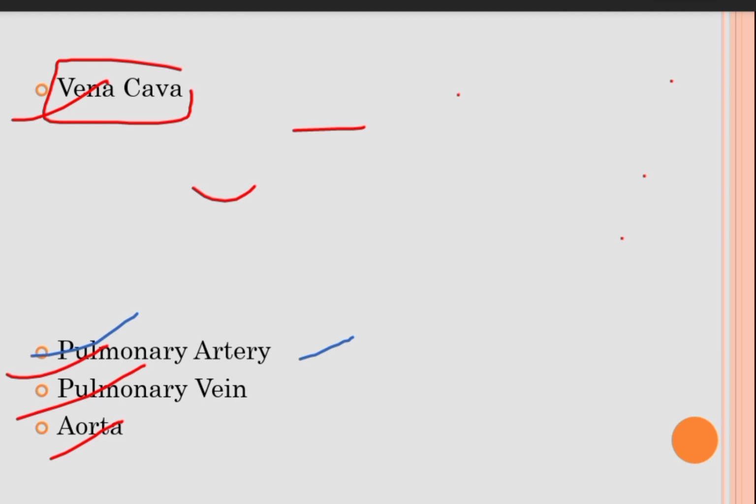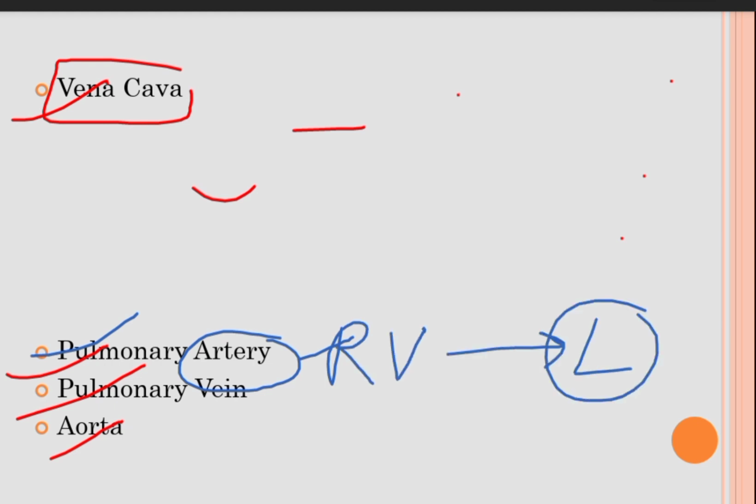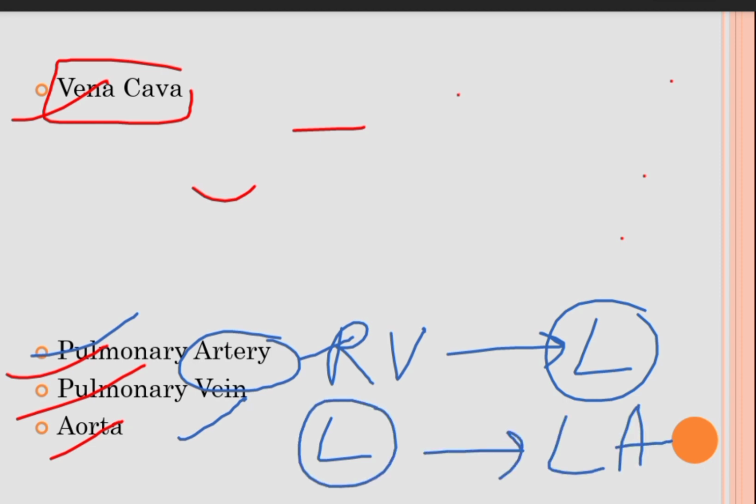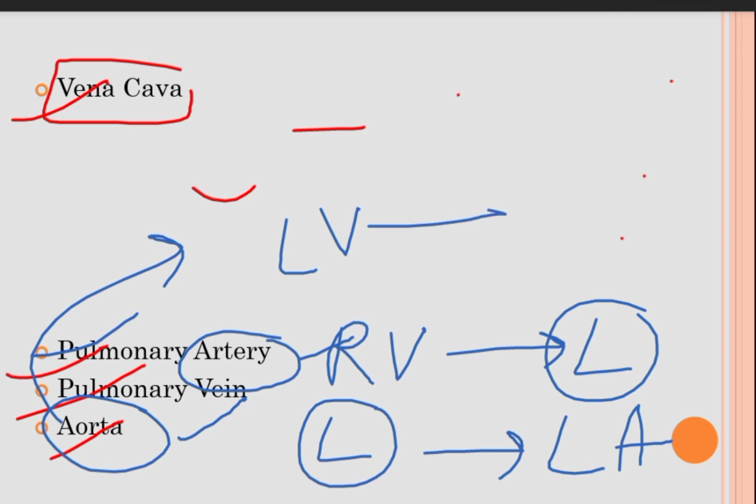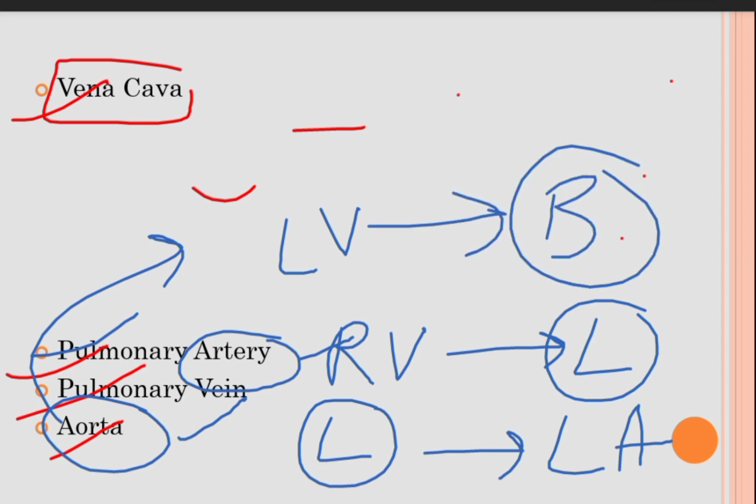Next point, the pulmonary artery. Pulmonary arteries carry the deoxygenated blood from the right ventricle to the lungs. And pulmonary veins carry the oxygenated blood from the lungs to the left atrium. And the aorta carries the oxygenated blood from the left ventricle to the different parts of the body. The location of these vessels we had discussed in the previous lectures.